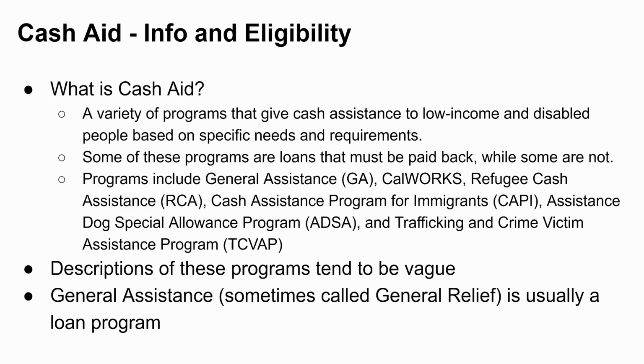CalFresh money gets loaded onto an EBT card, which is basically like having a debit card, and you can only use that money on food and an extremely limited number of restaurants, which are mostly fast food restaurants. And then unlike those programs, cash aid just gives you cash, still loaded onto an EBT card, like a debit card, but you can use it on a wider variety of your daily living necessities.